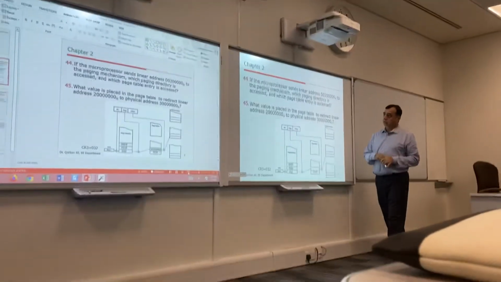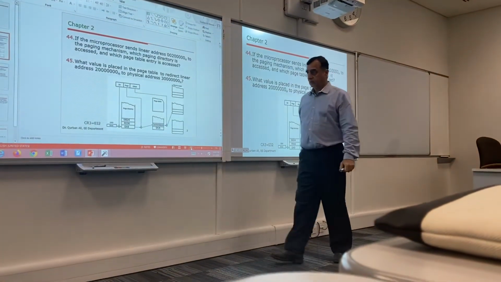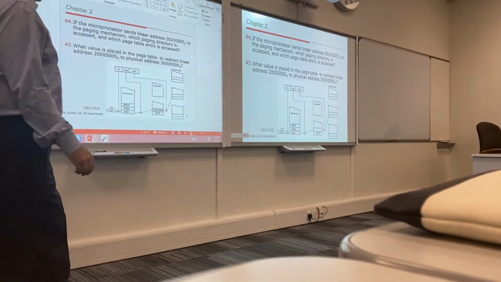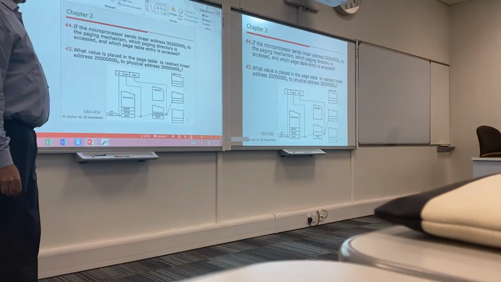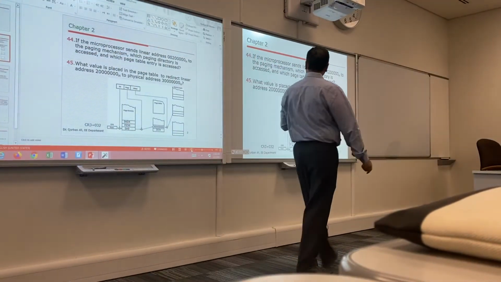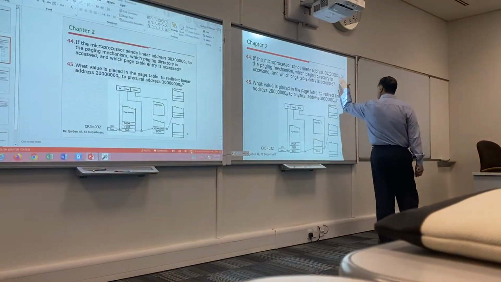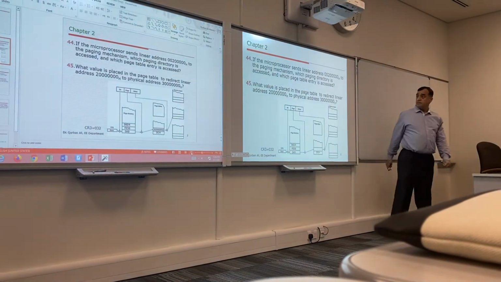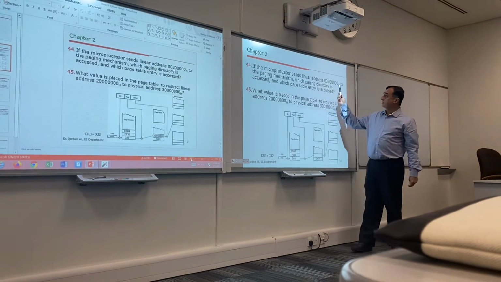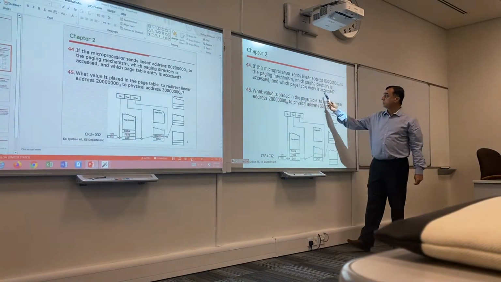So I have here two questions. Some values are already given in the tables. Now, what is question number 4? If the microprocessor sends a linear address, this is given, to the paging, which paging directory is accessed and which page table entry is accessed?